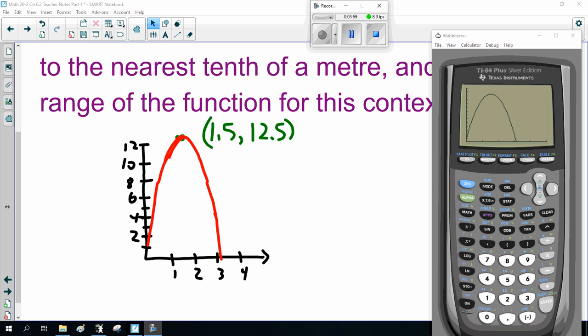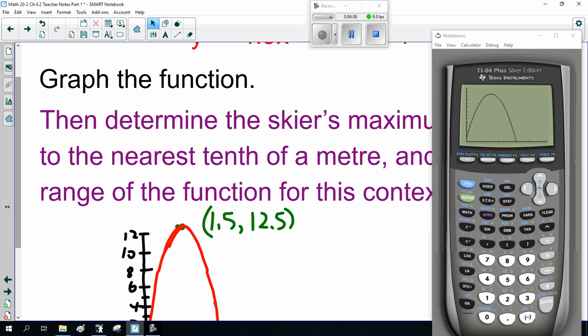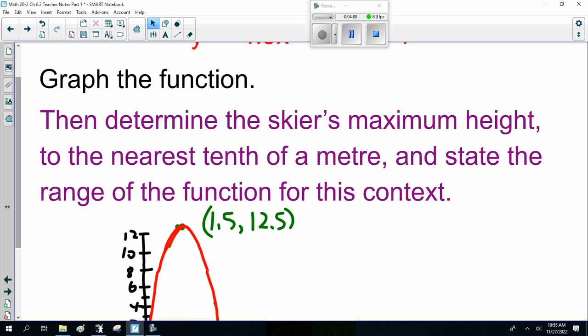Welcome back. Now, by now, you should be able to graph this and tell me the vertex. So the maximum height I got is 1.5 seconds and 12.5 meters. Now, it's actually 12.47, but I said to the nearest tenth, so rounding off one decimal place. That you all should be able to do. Okay? Now, if you got a problem with that, watch the previous video again.